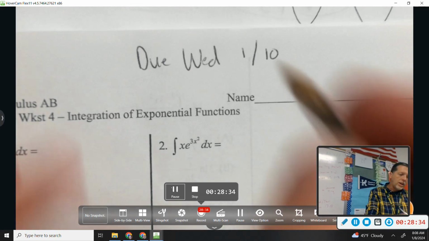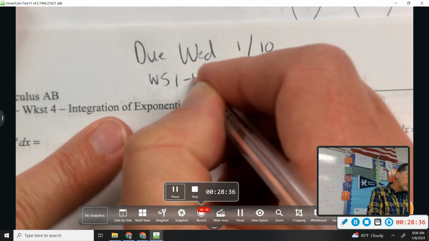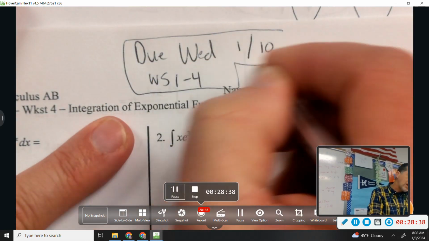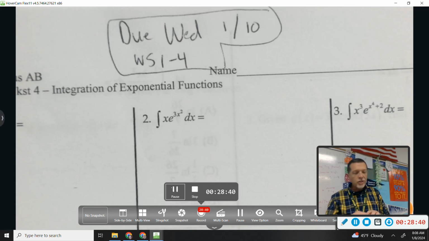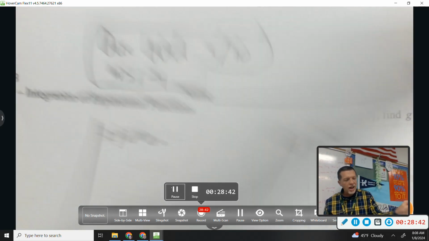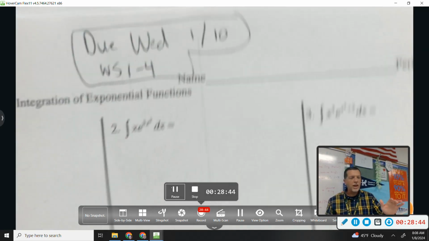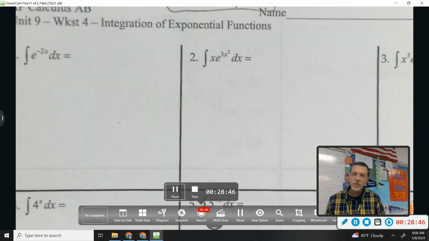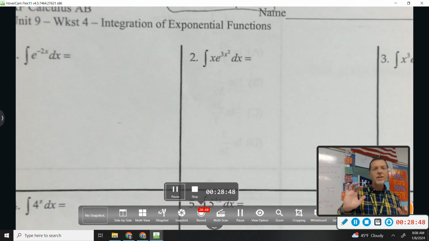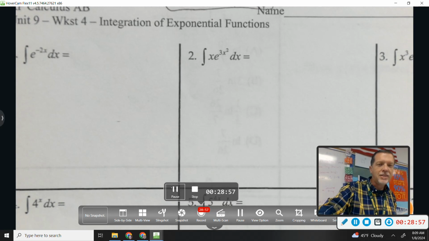All right, again, worksheet 1 through 4 due on Wednesday. Tomorrow is fairly easy. Tomorrow is not the next page in the worksheet packet, by the way. Since we have an extra day, we're going to do a trig review. So if you remember your unit circle, tomorrow should be easy. If you don't remember your unit circle, well, then figure it out by tomorrow.